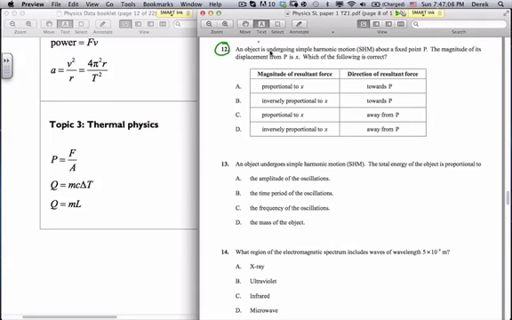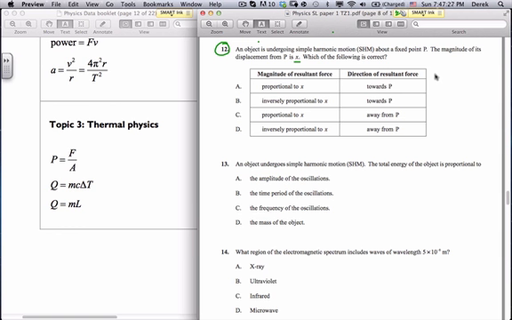Question 12. An object is undergoing simple harmonic motion about a fixed point P. The magnitude of its displacement from P is x. Which of the following is correct? The magnitude of the resultant force and the direction of the resultant force.